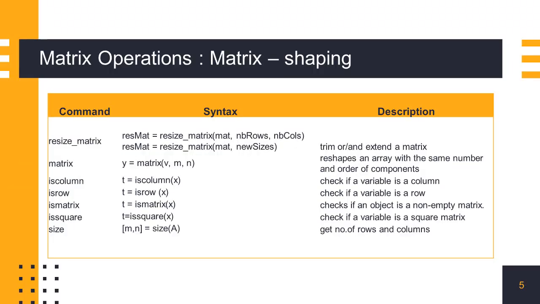Matrix shaping functions are used to resize or find the shape of the matrix. Using resize function, we can increase or decrease the rows and columns of the matrix. Using matrix function, we can reshape the matrix and rearrange the elements of the matrix. We can also find the type of matrix object, using the shape testing functions like isColumn, isRow, or isSquare matrix. Using the size function, we can get the number of rows and columns of the matrix.